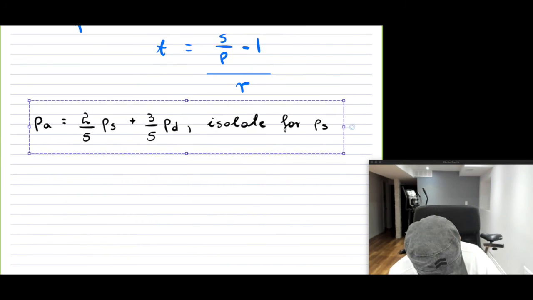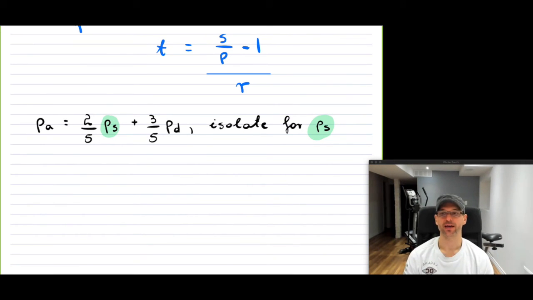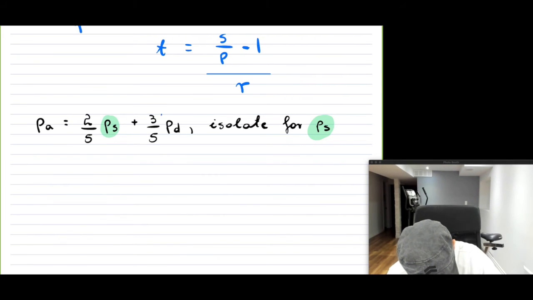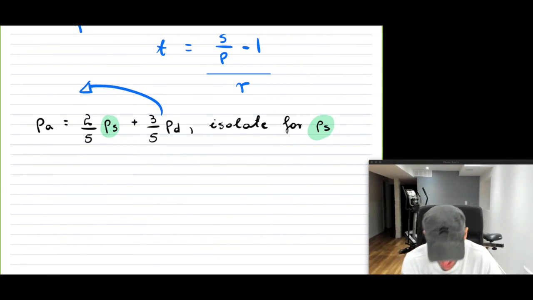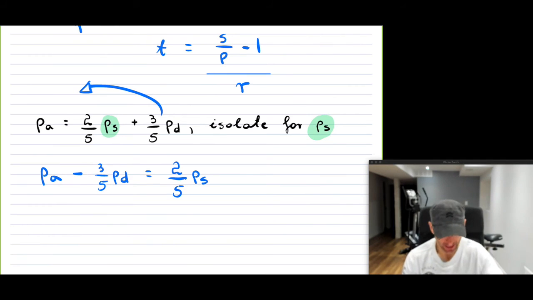So I'm going to paste this along. And now I want to isolate for PS, which is right here. So now what happens? This one means I'm going to shift this over to the left-hand side. So I'm going to have PA minus 3 over 5 PD is equal to 2 over 5 PS. I'm solving for this PS right there.